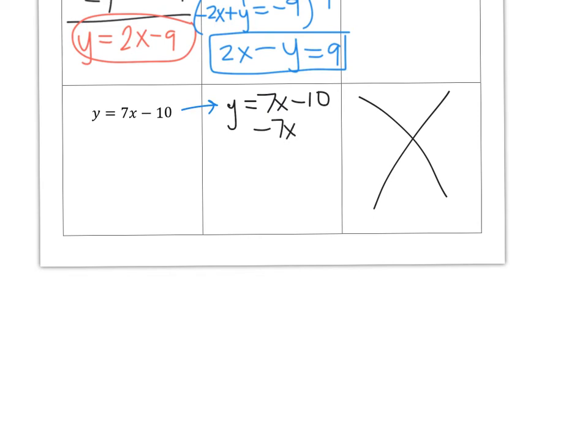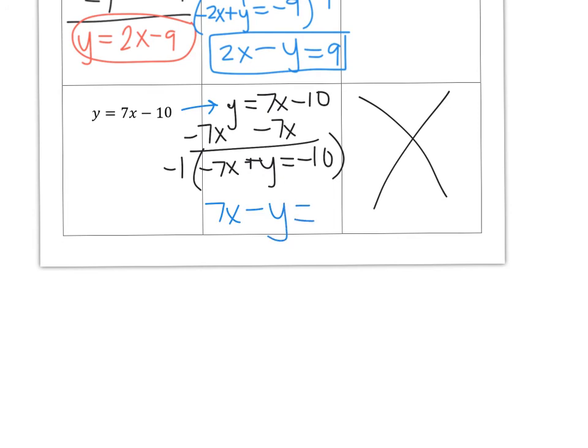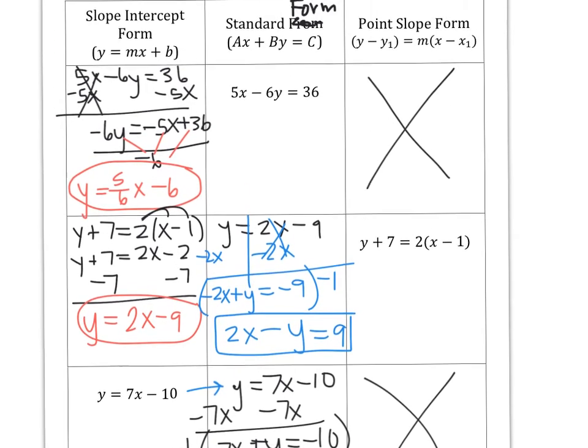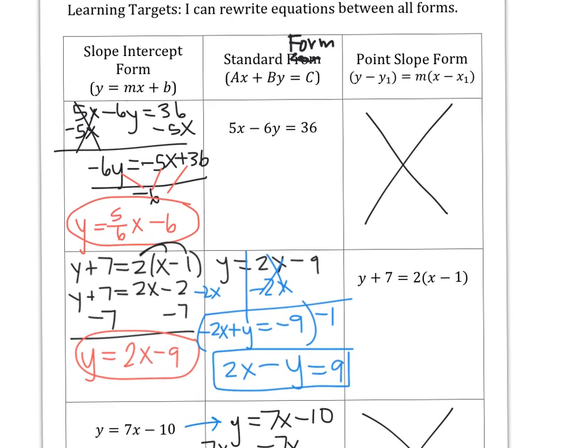So I'm going to subtract the 7x and get negative 7x plus y equals negative 10. Then I multiply everything by a negative 1 because I can't have a negative first term, and I get positive 7x minus y equals positive 10, right? I change all the signs of the terms in my equation to keep the entire equation even. So I end up getting 7x minus y equals 10. All right, and so we just rewrote a few equations and went back and forth between different forms. And this is what we will be working on for some more practice.